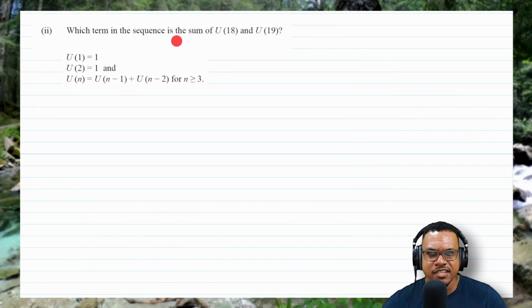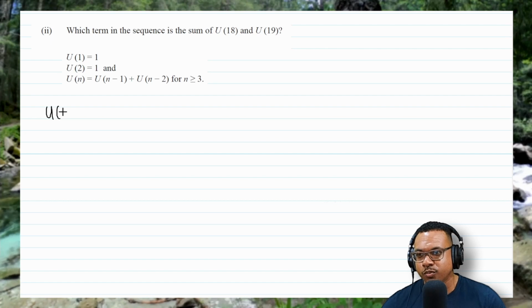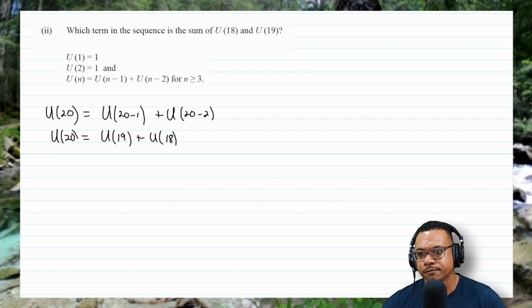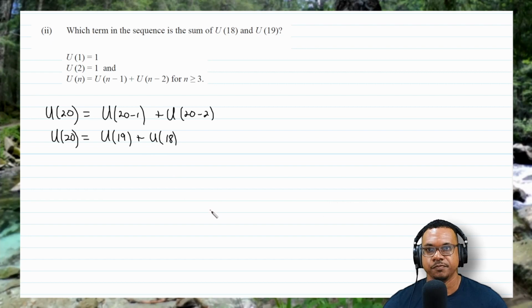So when you come here and ask which term in the sequence is the sum of U18 and U19, well, 18, 19, 20. All right, so U20 will be equal to U20 take away 1 plus U20 take away 2, right, according to the formula. N take away 1, N take away 2, and N is 20, right? So that'll be U19 plus U18. So that'll be U20. All right, so my 20th term is equal to the sum of the 19th and the 18th term.